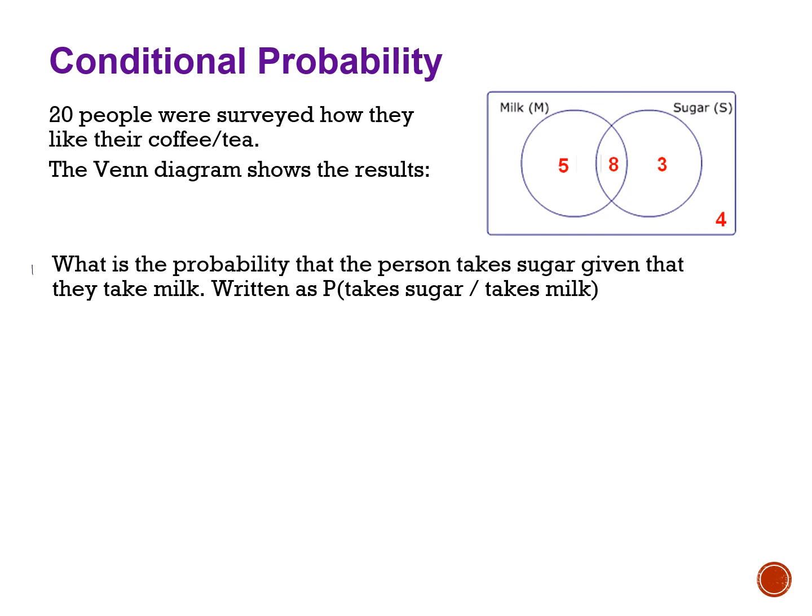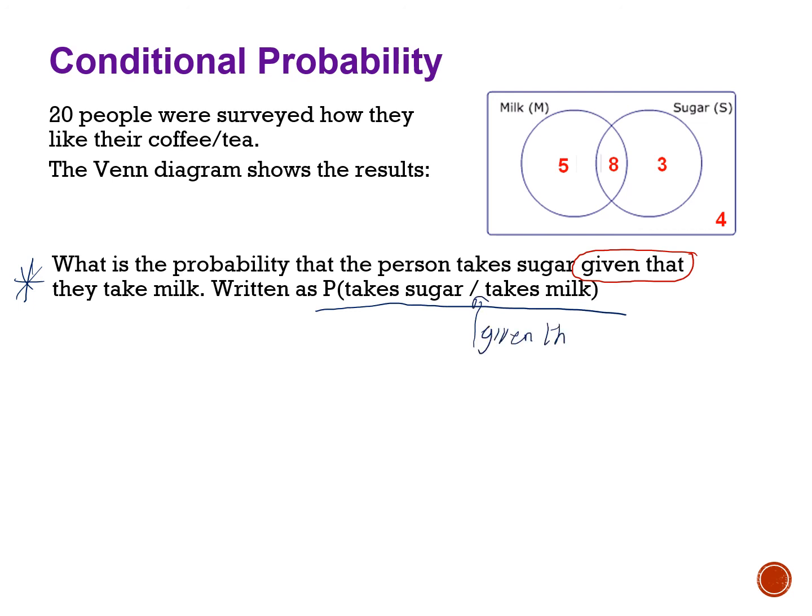Okay, let's read the question here. Now the question here says, what is the probability that the person takes sugar? Now here's the bit that shows it's conditional probability, given that. Okay, so those words given that mean that it's conditional probability. Now this is the terminology that they can use in a question. If you put this line here, it means given that.